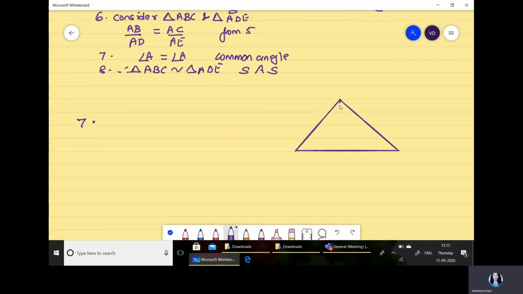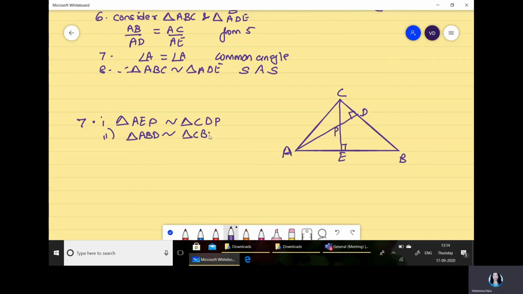Where it is given that, I'll just draw here A, B, here E is given. Here we have a perpendicular, D is perpendicular. The point where they meet is the point P, and this is C. So let's go to question number 7. It says that altitudes AD and CE of triangle ABC intersect each other at the point P. You have to show that triangle AEP is similar to triangle CDP. Second, you have to prove that triangle ABD is similar to triangle CBE.